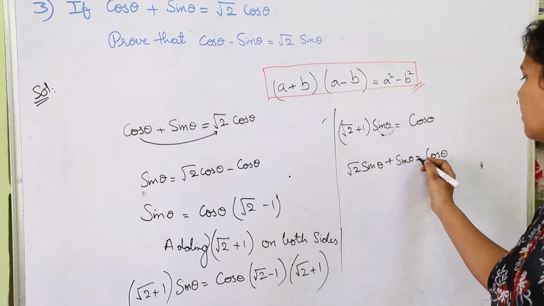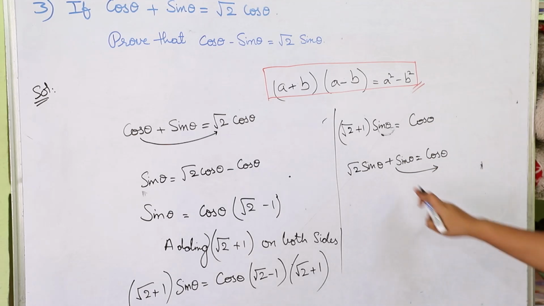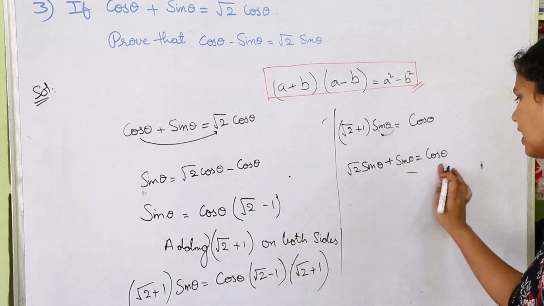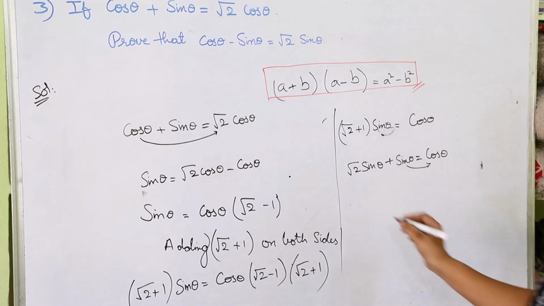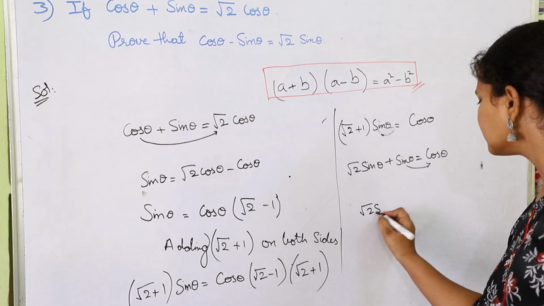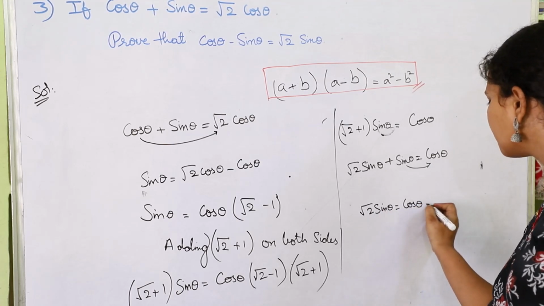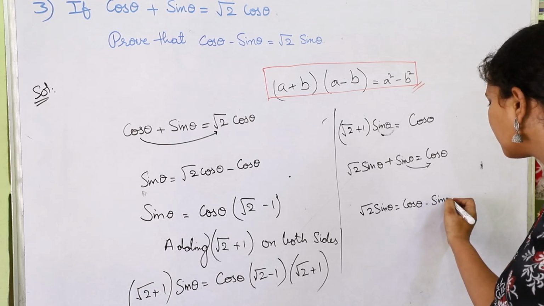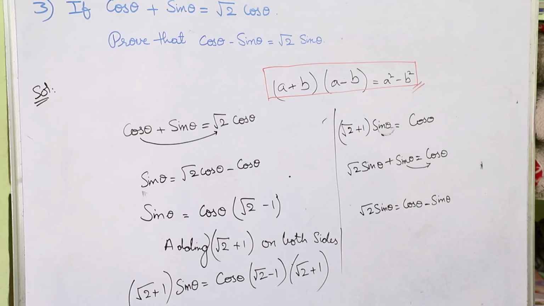Clear? Now what you do: transpose this sin theta, take it to the other side. Don't take root 2 sin theta, take only sin theta. This becomes minus sin theta, so root 2 sin theta equals cos theta minus sin theta. Clear till here? As you can see, cos theta minus sin theta equals root 2 sin theta.